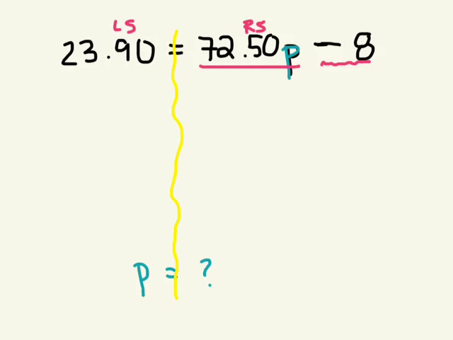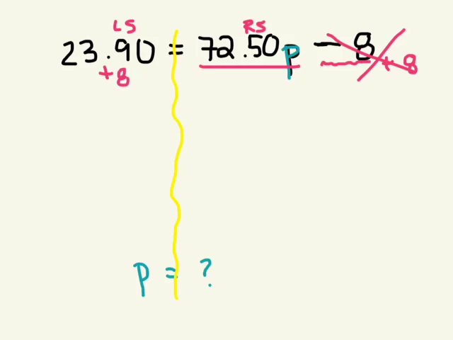So what's the opposite of -8? How do you get rid of -8? What's the opposite operation of subtract 8? Add 8. What's -8 plus 8? 0. That's how I get rid of it. But whatever I do to one side, I have to do to the other side. So because we added 8 on the right side, what do I have to do on the left side? Add 8.